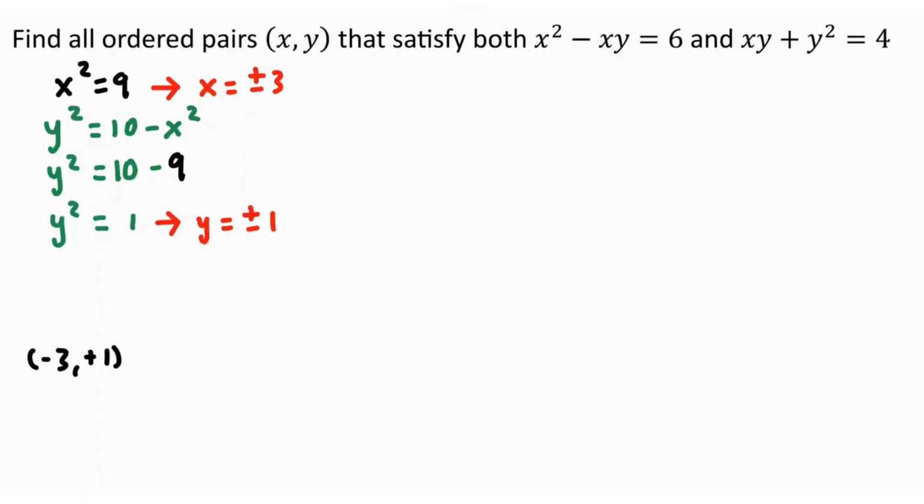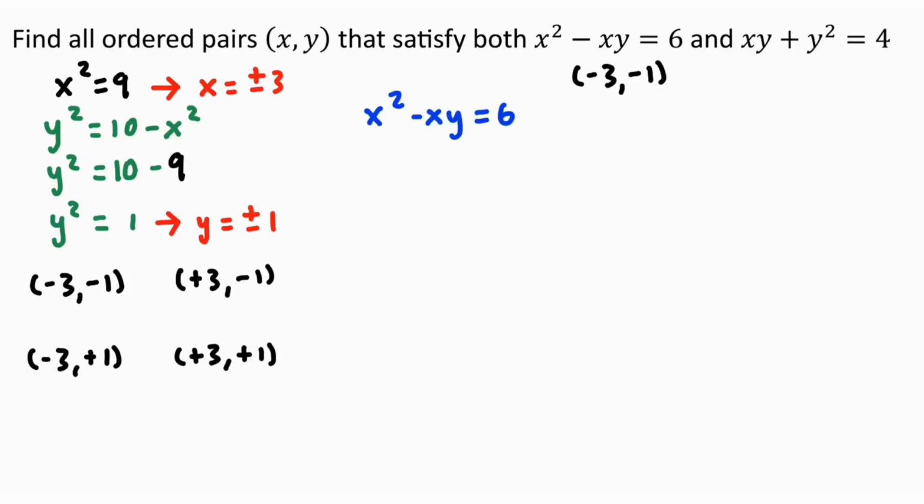We'll use both of these, and here are our 4 solutions. And we want to make sure that these 4 solutions are valid. So let's start with negative 3, comma negative 1. We'll substitute into each of these equations. So let's start with x squared minus xy equals 6. We'll substitute it in, and we'll notice we get 9 minus 3, which in fact is equal to 6. So this is true.